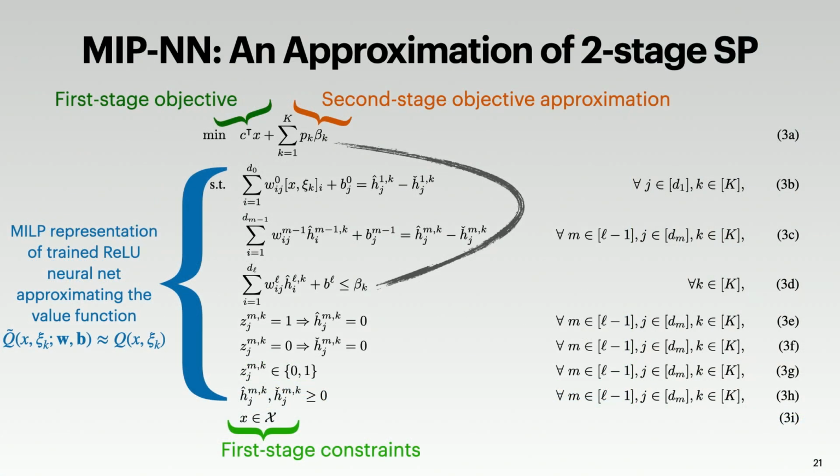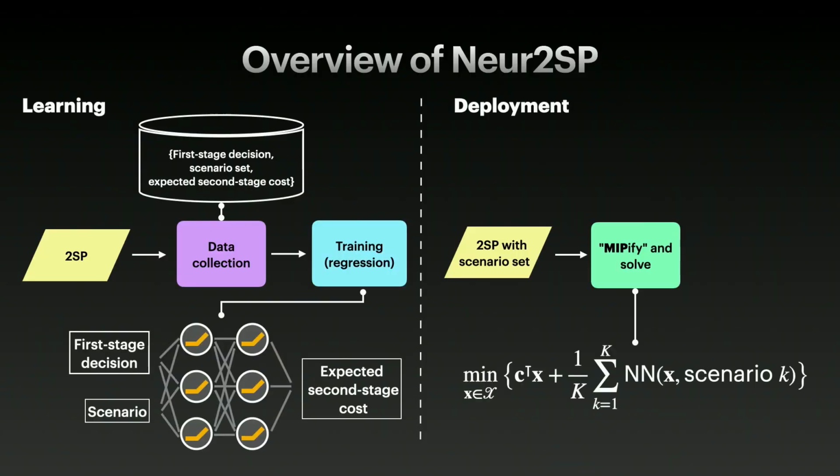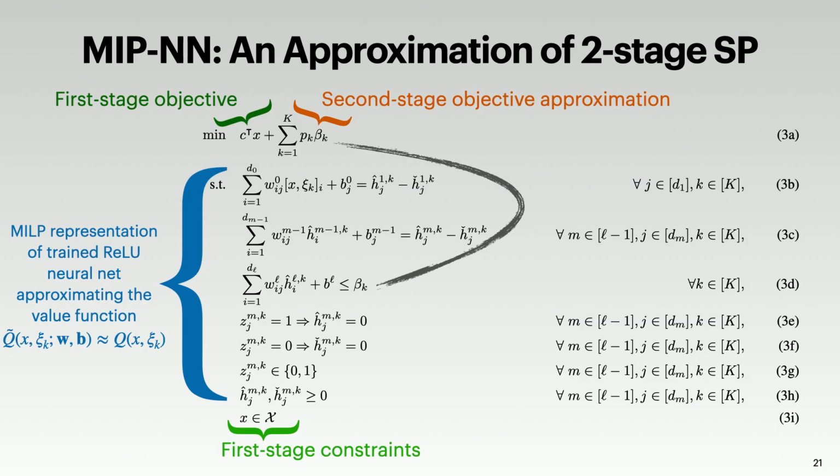But this is actually how our final optimization problem looks. You have your first stage objective, which is the same. And then you have your second stage objective approximation, a sum over k scenarios. This is the probability of a scenario. Let's assume it's a uniform probability distribution. And then beta k is your prediction for the expected second stage cost for that scenario and a given x. The way this beta k is implemented is just the output of the ReLU neural net, which is implemented through, again, a common set of linear equalities and inequalities.